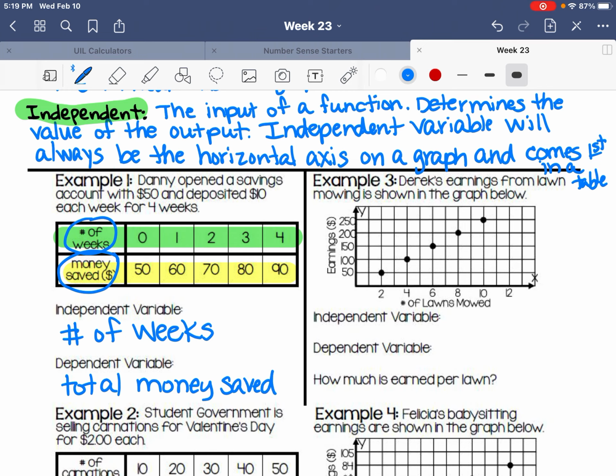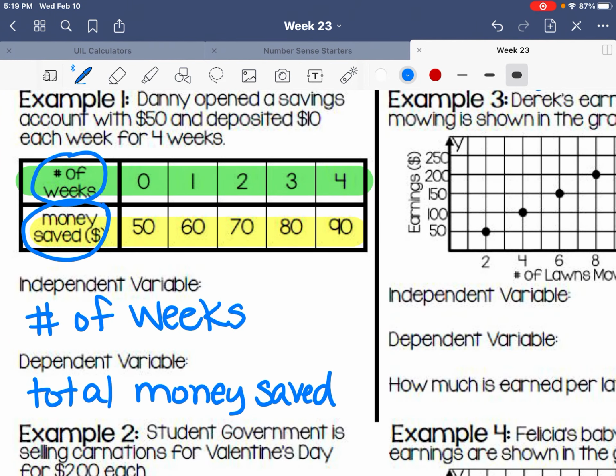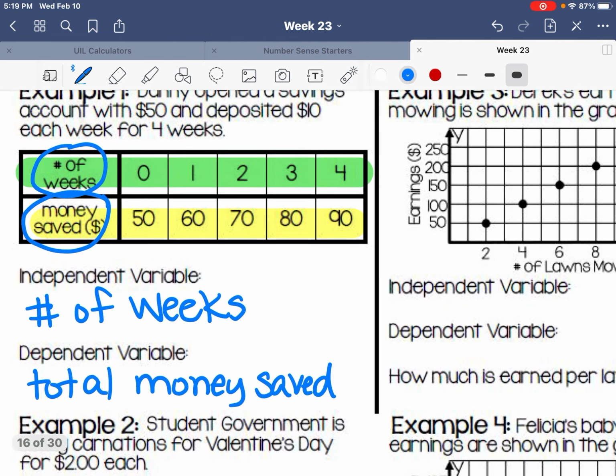Okay, so the independent variable is always going to be on the top. And so you can see the number of weeks. If no weeks pass by, that means he's not saving any money.